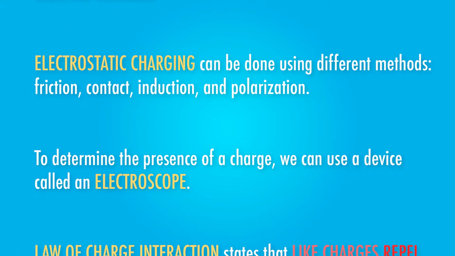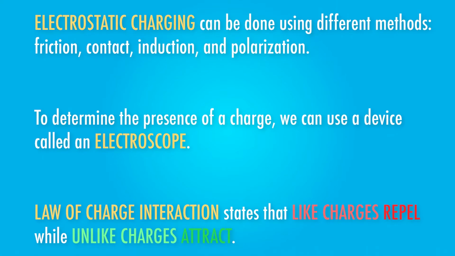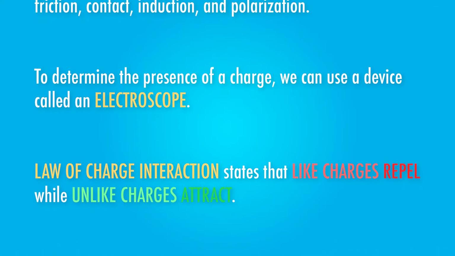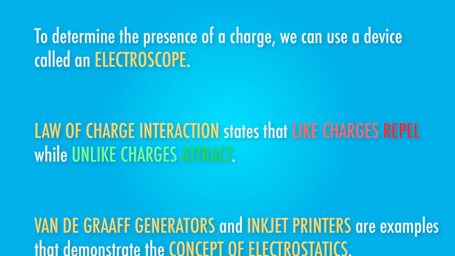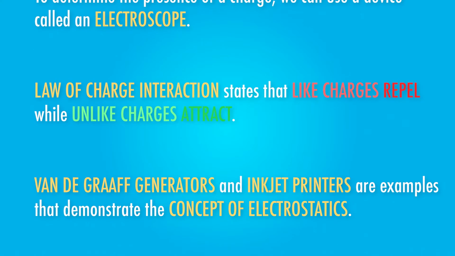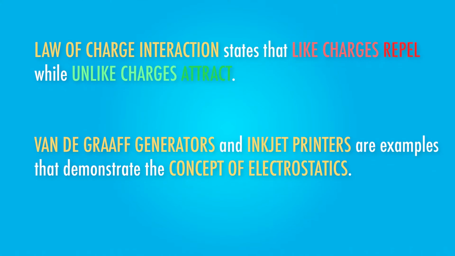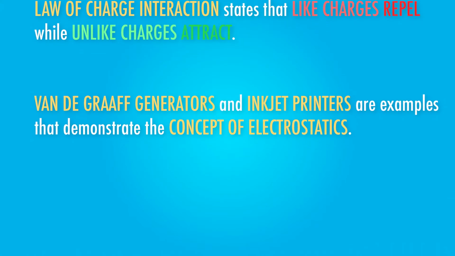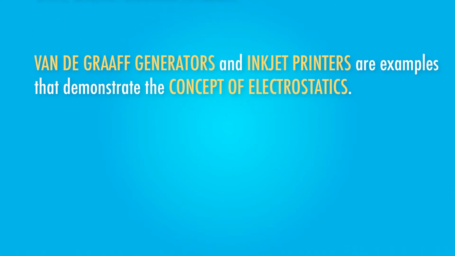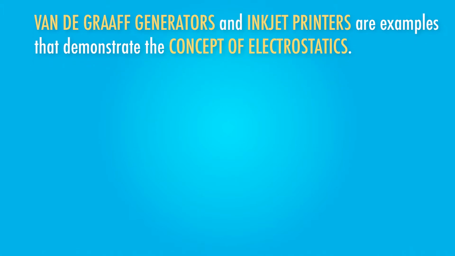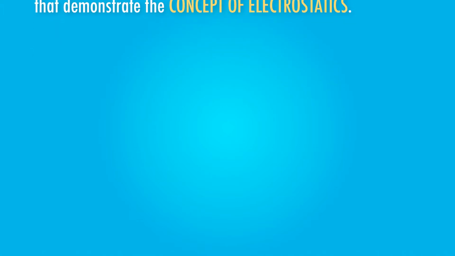To determine the presence of a charge, we can use a device which is called an electroscope. The law of charge interaction states that like charges repel while unlike charges attract. Van de Graaff generator and the inkjet printer are examples that demonstrate the concept of electrostatics.